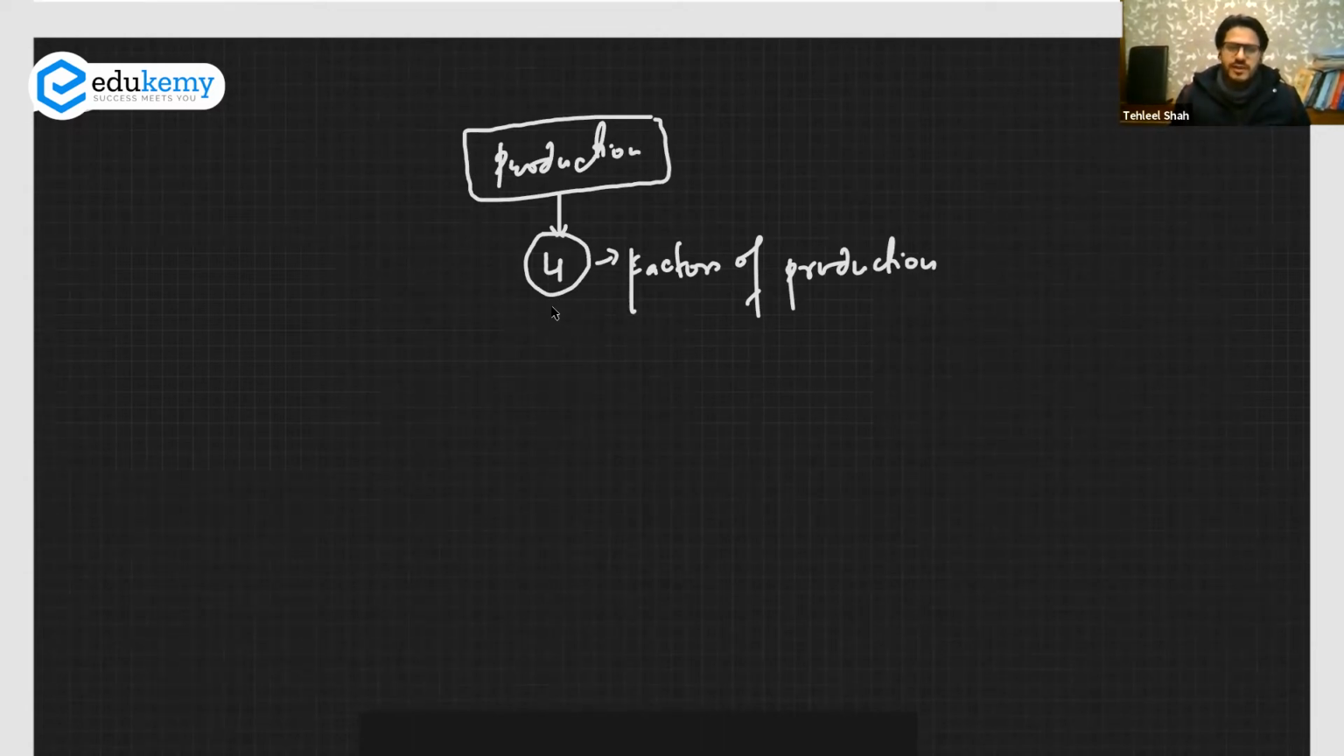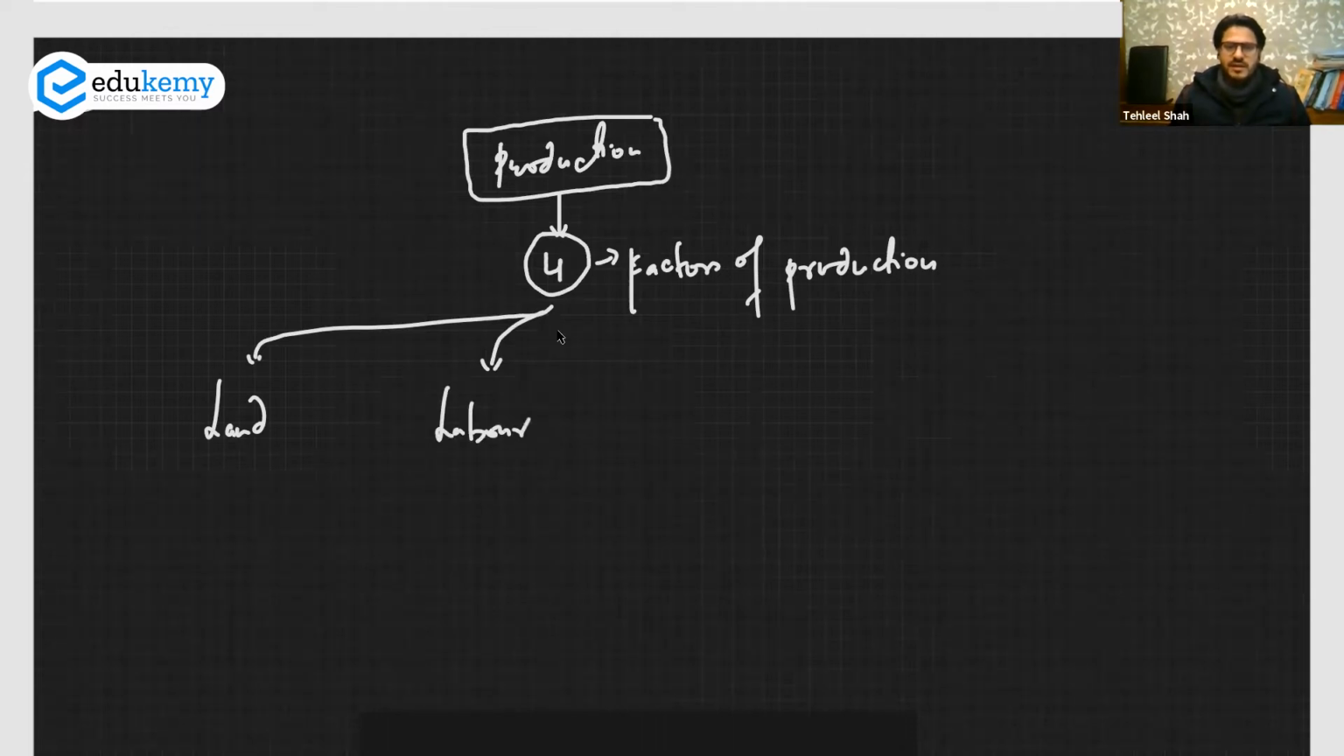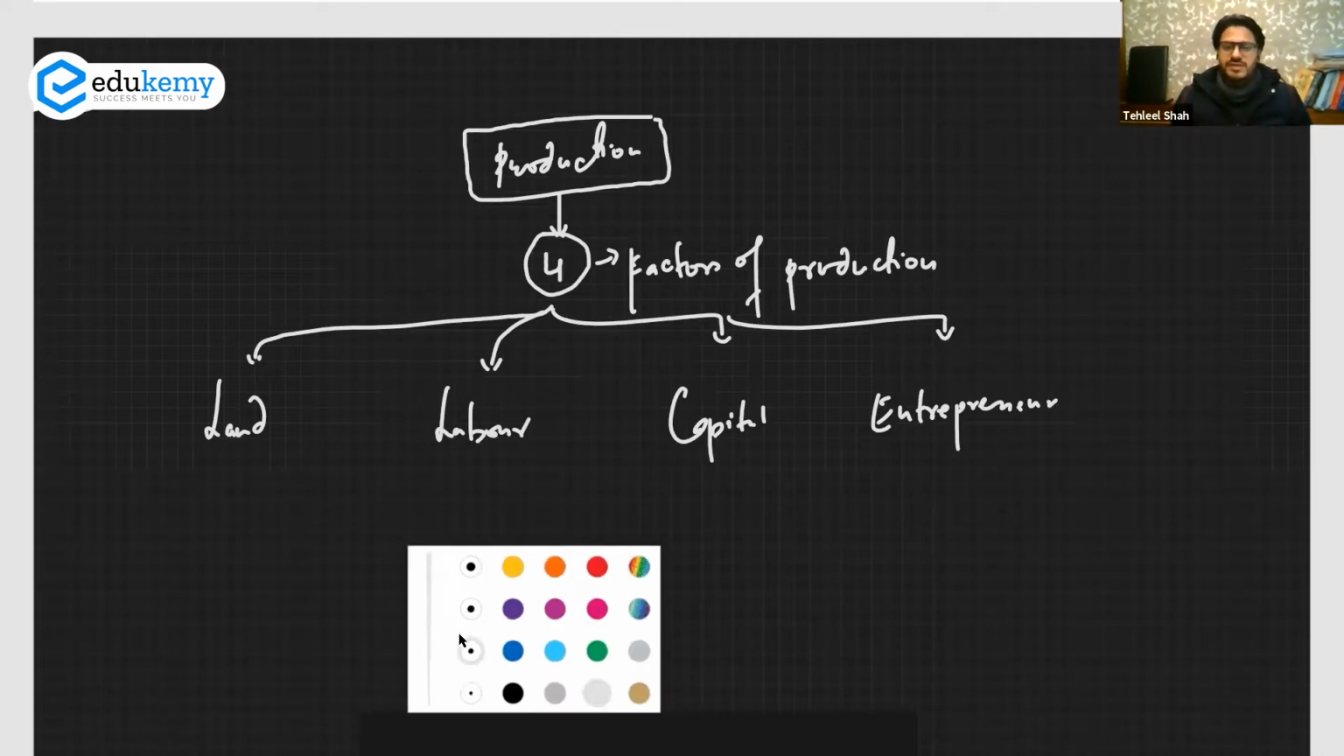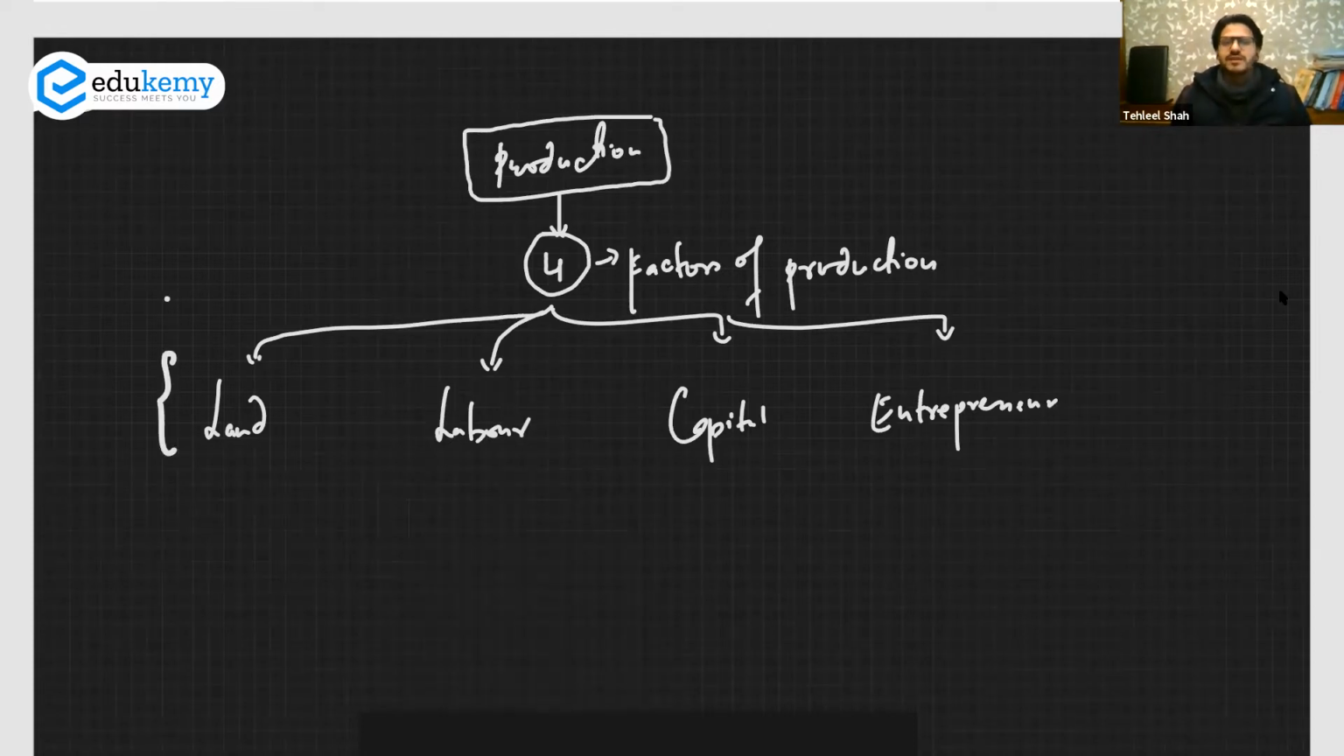In economics, we call them land. Land is an important factor of production. Second, labor. Number three, capital. And number four, entrepreneur. These are your four important factors of production. Now, it is important for you to understand that if you do not have these factors of production, you will not be able to produce any economic goods and services.